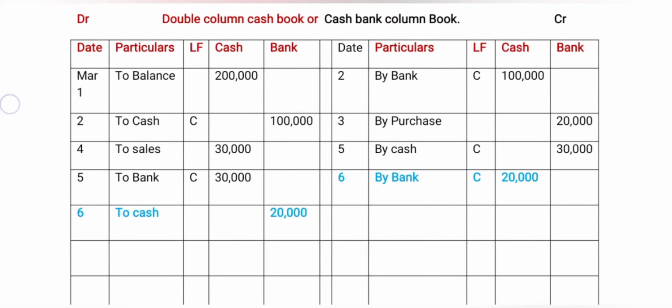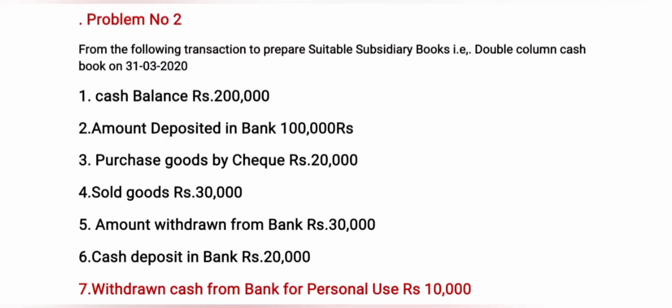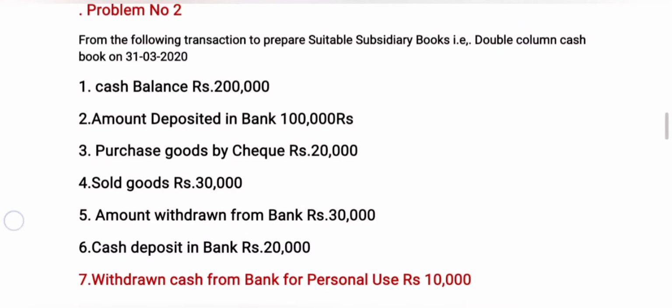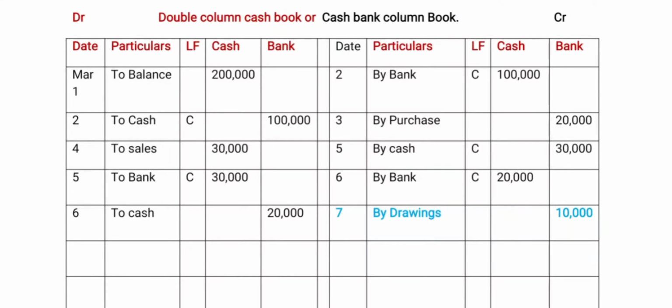Now we are going to another transaction. So the last transaction, that is seventh date, cash withdrawn from bank for personal use, 10,000 rupees. Here the amount is withdrawn for personal use. It is an expenditure. We don't need to prepare a contra. Now we are going to the cash book credit side. Here we come to the credit side of the cash book, that is seventh date, by drawings. This amount is withdrawn from bank. That's why we take the bank column, 10,000 amount. Then all transactions are completed.